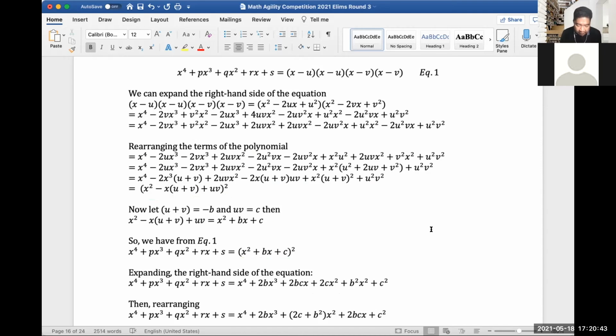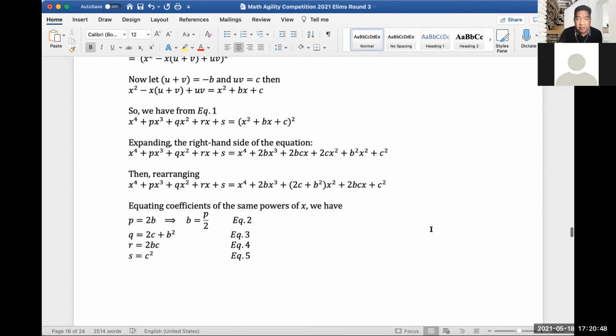Okay, again, let's rearrange this. So if we rearrange this, we will be able to combine 2c plus b squared times x squared, which has the x squared component. So we are left with x to the fourth and 2bx cubed, which is this, and 2bcx, which is this, and c squared at the end. So this is the part that we factored out x squared, right?